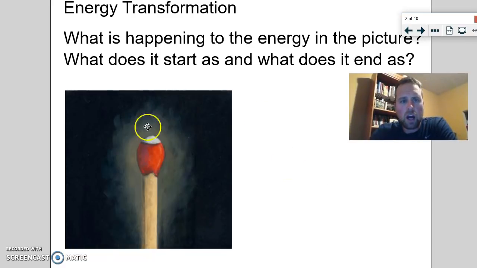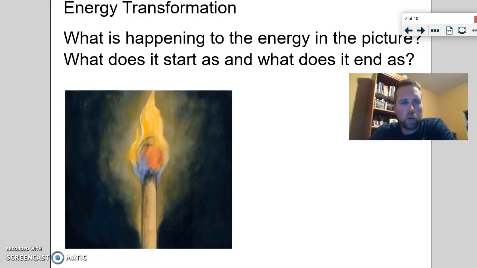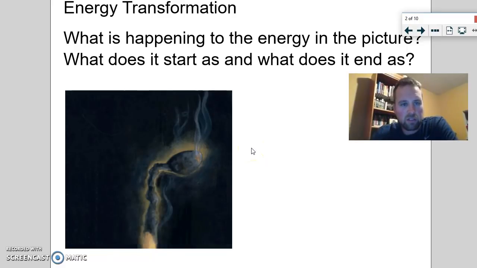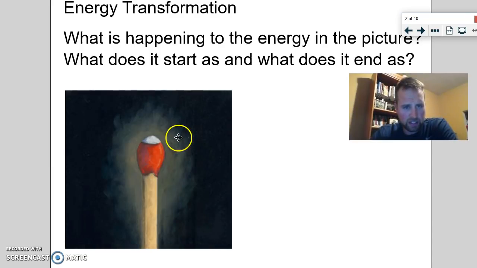So if you take a look at this picture here, we have a match that's burning. And the questions I have here, it says, what is happening to the energy in the picture? What does it start as and what does it end as? So if we think about a match, the tip of a match, before it's lit, there are some chemicals in there. There's things that can cause it to light and then burn. So we would say that this is chemical energy, and as it burns, we know that that chemical energy then turns into two other types, which would be thermal in heat and radiant in light. So that's kind of what we're looking at today, is how does energy transform from one form to another, and how do we view that.